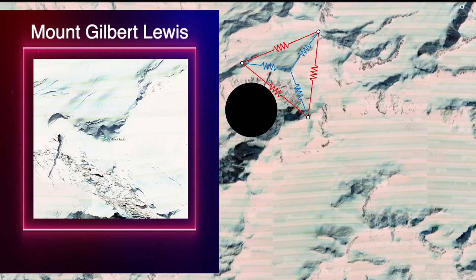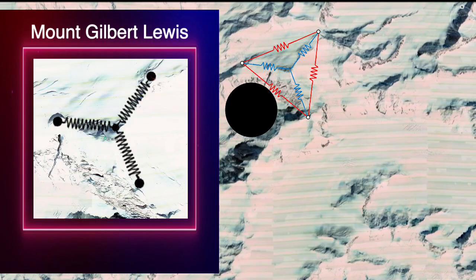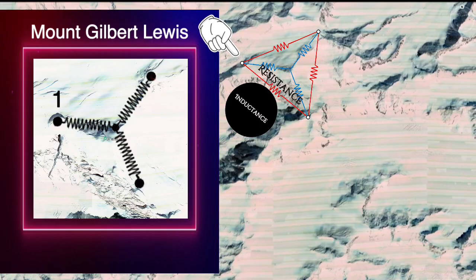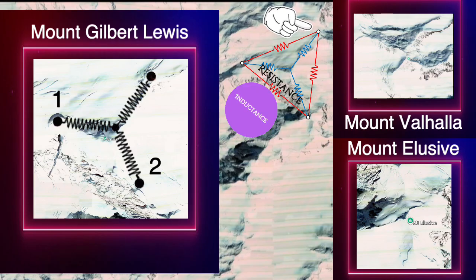formed Mount Gilbert Lewis, recognizable by the 3 crests of the mountain, which match the 3 arms of resistance of the delta triangle perfectly. This field at the bottom of the resistance exists because of the field of inductance. Inductance, resistance. Like wires in a radio, there are 3 nodes to this delta ground, one of which formed the basin on the north side. The second connects to this 4-sided pyramid shape right here called Mount Elusive, and a third node that connects to this 4-sided mountain called Mount Valhalla.